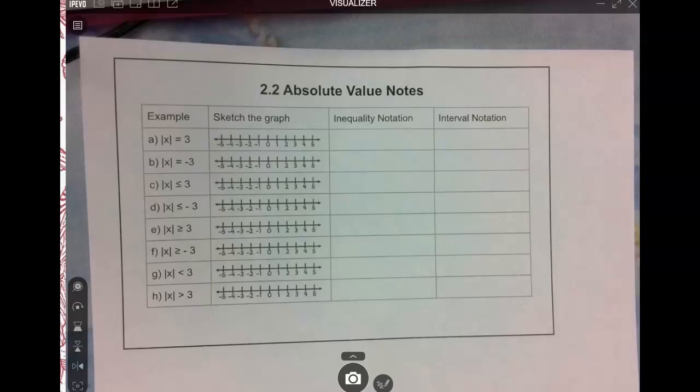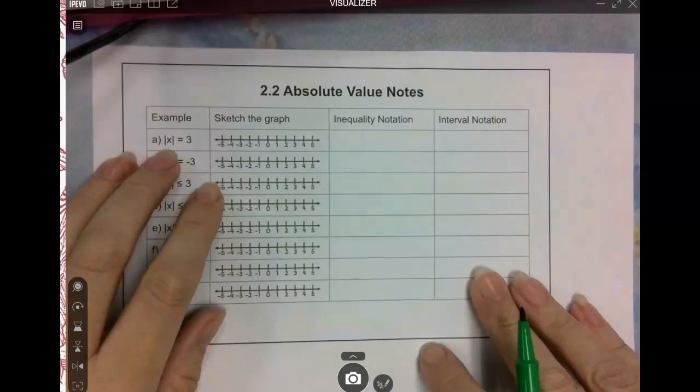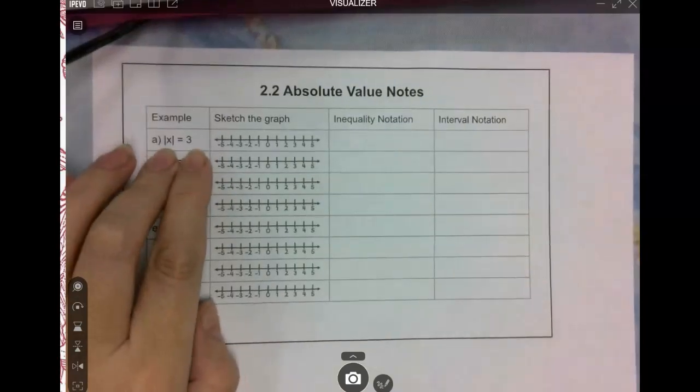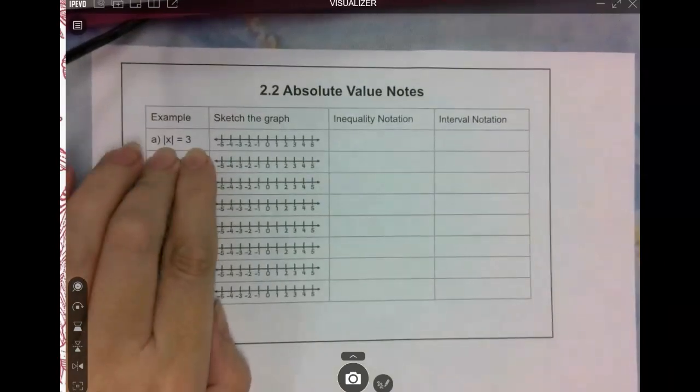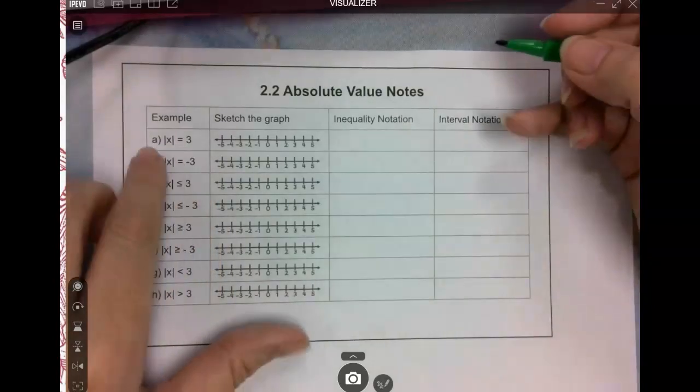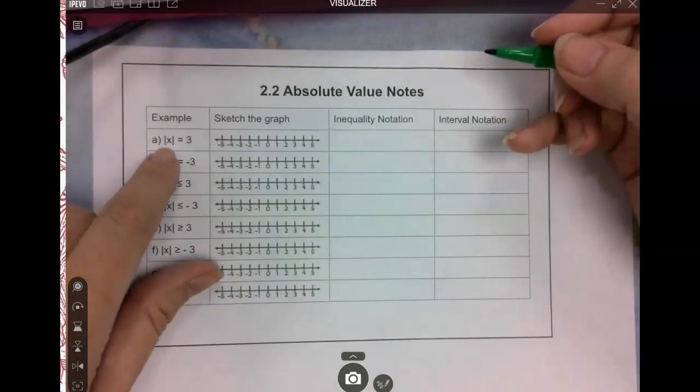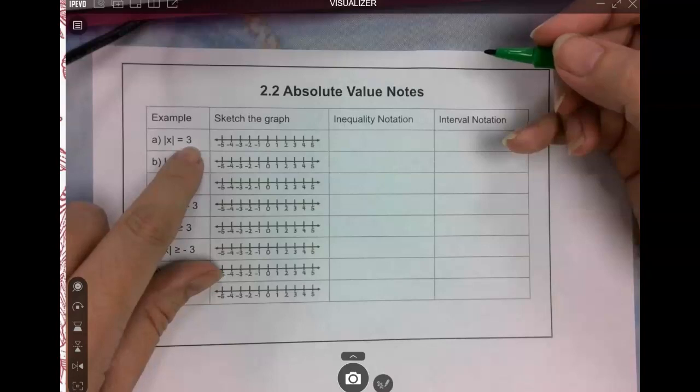Okay, we're going to sketch some graphs and we're going to write them in our notations. And the first thing is, what if I have the absolute value of something is 3? Well, remember that we're looking for something I could put inside here that would be 3 away from 0.